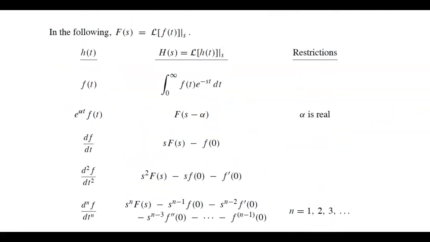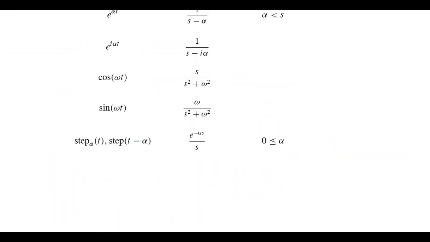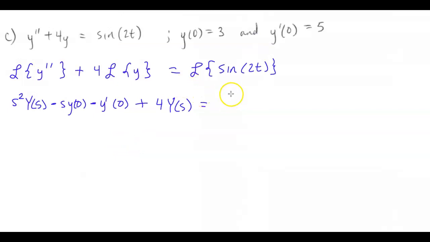And of course, now for sine of 2t, we're going to look at our chart again here. And we're going to see that sine of omega t is going to be omega over s squared plus omega squared, where our omega in this case for this problem is just going to be 2. So we're going to have 2 over s squared plus 2 squared. And of course, that'll be 4, and I'll just change that later.